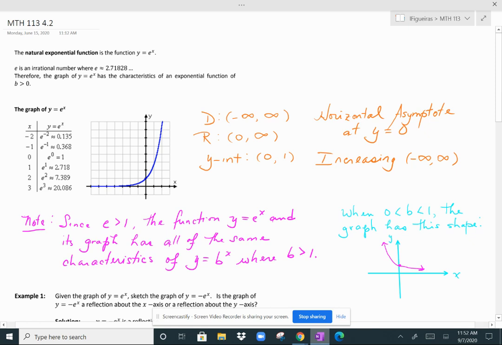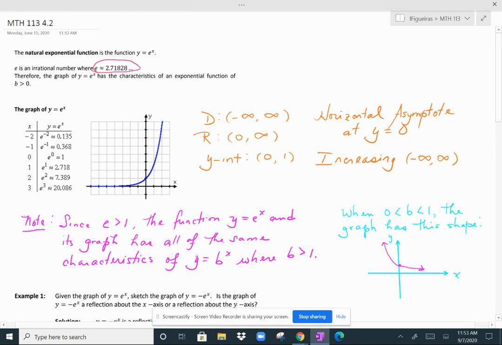Hi, this lesson is about the characteristics in the graph of the natural exponential function. And that function is stated as y equals e to the x. So to understand this graph, we need to know what e is. E is the base of this function, and e is considered to be an irrational number. Remember, an irrational number is a real number. It cannot be expressed as a fraction, but it is a decimal that doesn't end and does not repeat.